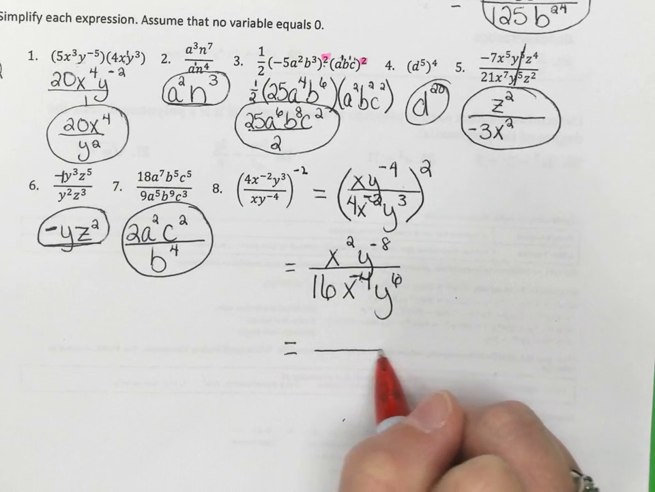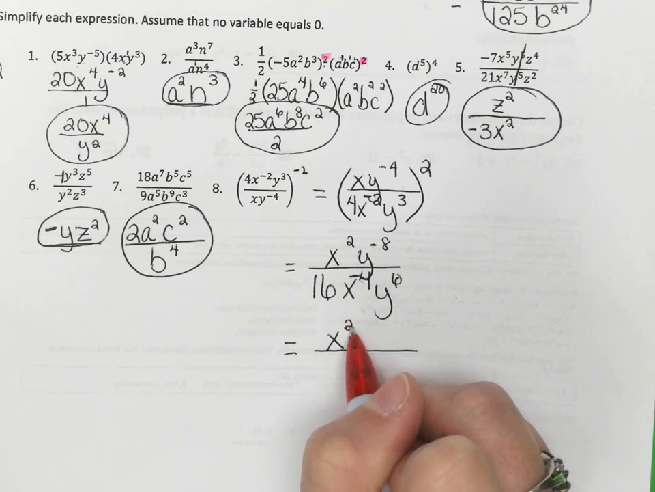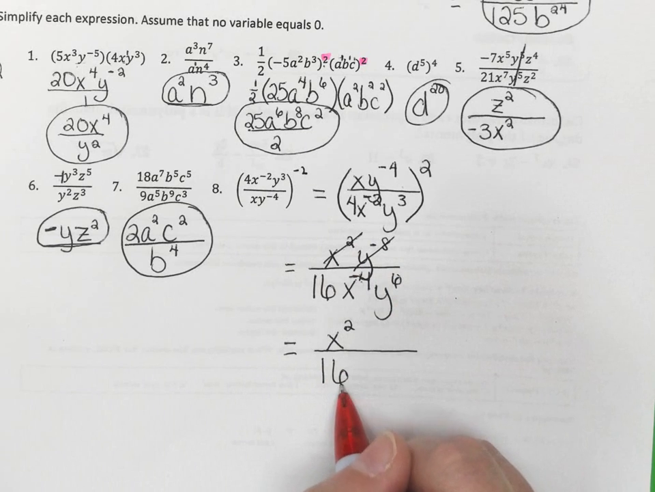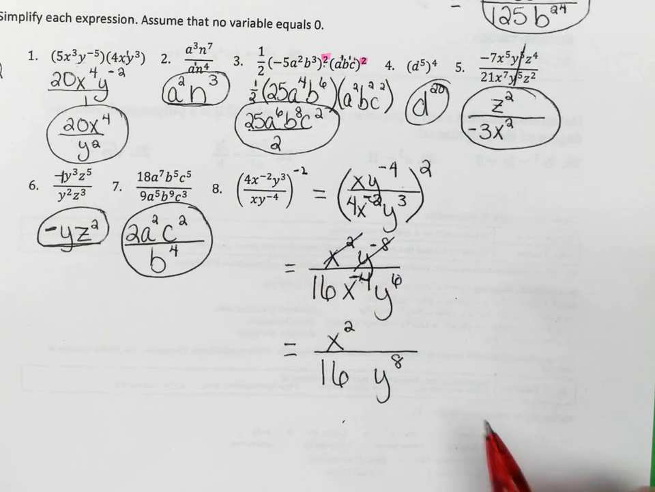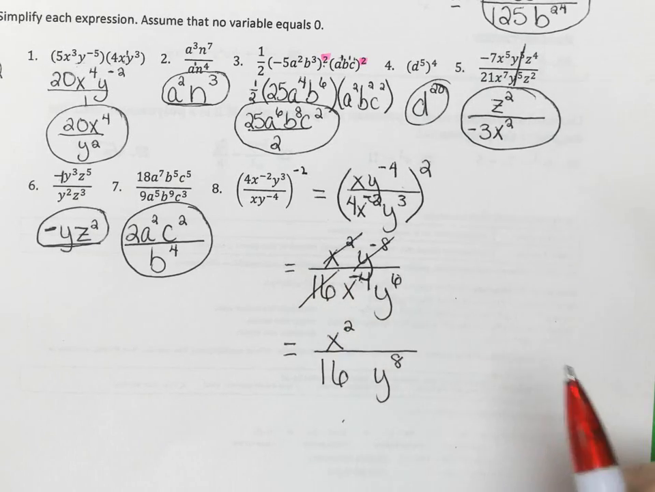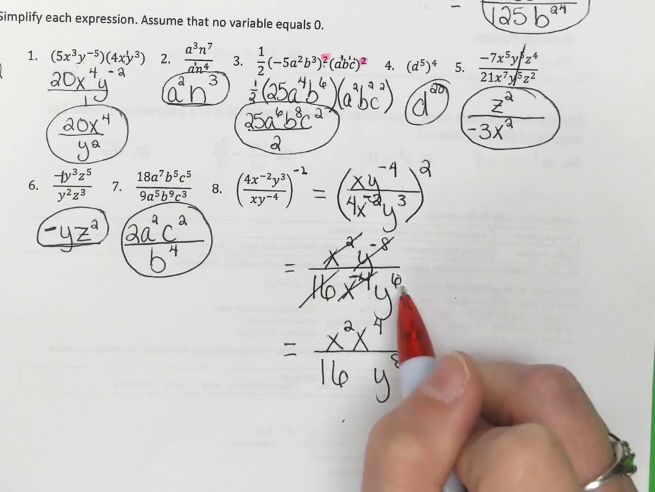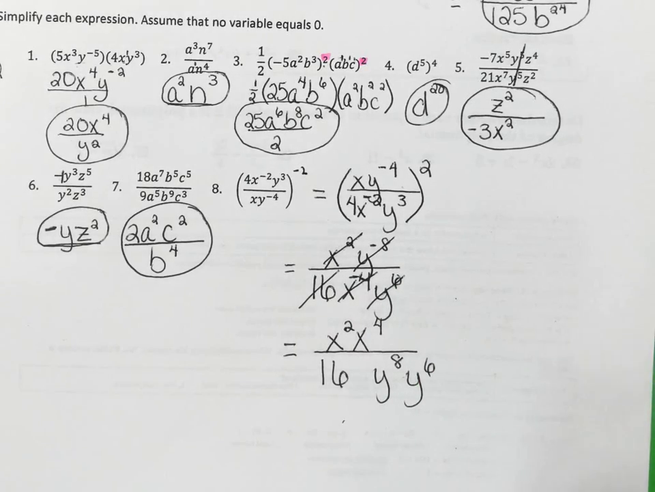Alright, we got to switch some things around. What about the x squared? Does he stay or move? He stays. What about the y to the -8? He moves down to the bottom, making positive. Let's see, I got 16. What about the x to the -4? He goes to the top. And what about the y to the 6? He stays right here.